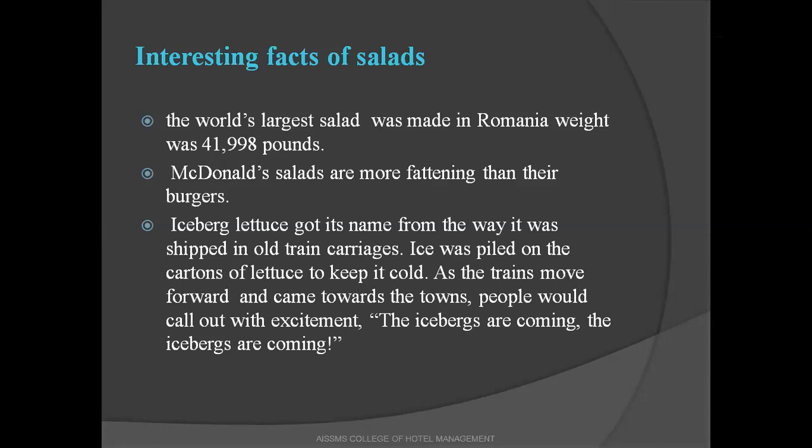Iceberg lettuce got its name from the way it was shipped in olden train carriages. Ice was piled on the carton of lettuce to keep it cold. As the train moved forward and came towards the town, people would call out with excitement, "Icebergs are coming, icebergs are coming." That's the way it got the name. Isn't it funny? I never knew these facts.